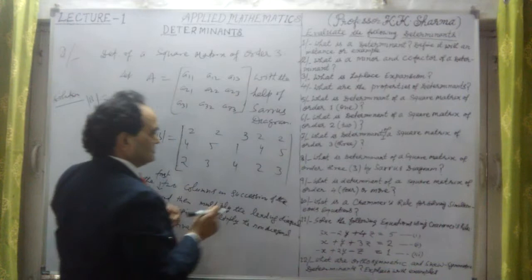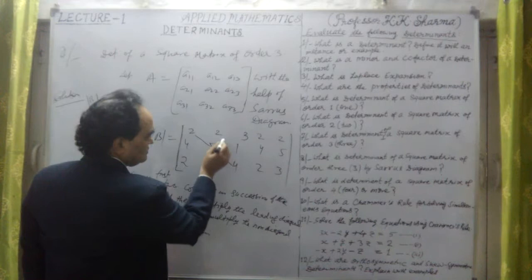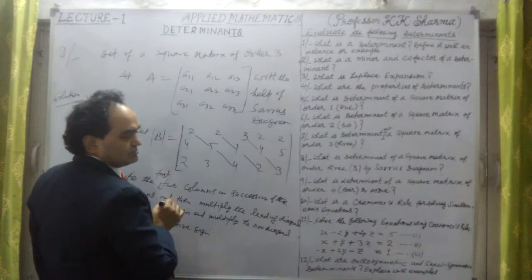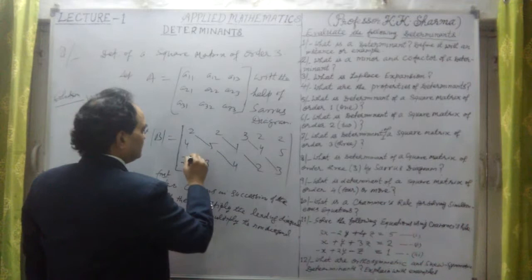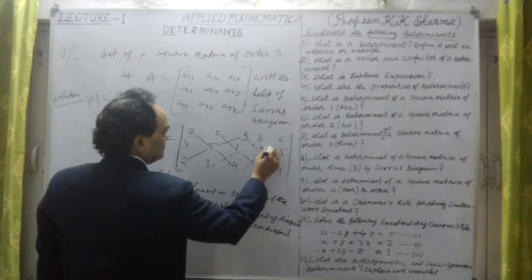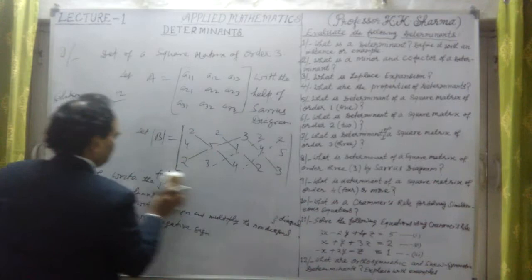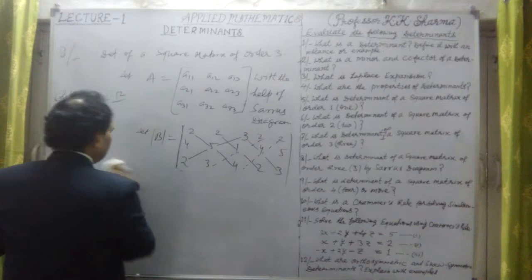Now what do we do? Multiply this, this, and this. These are the three main diagonals here. These are written with plus sign. And then we multiply with negative sign this, this, this, and this. Let me write the answer here. In this case, we will take it algebraically, but first let me take this numerical value.